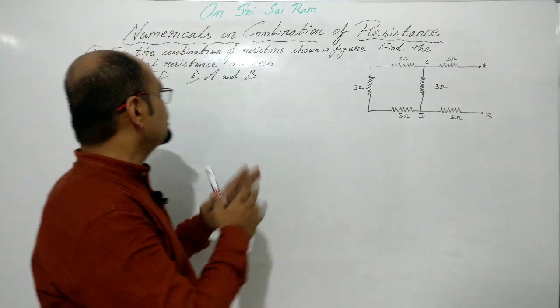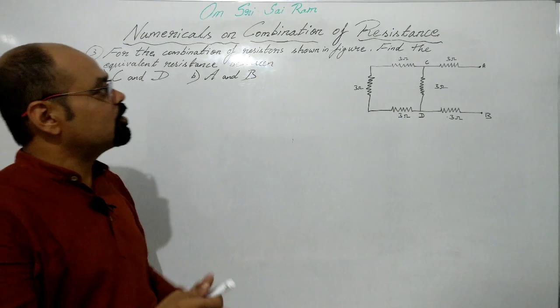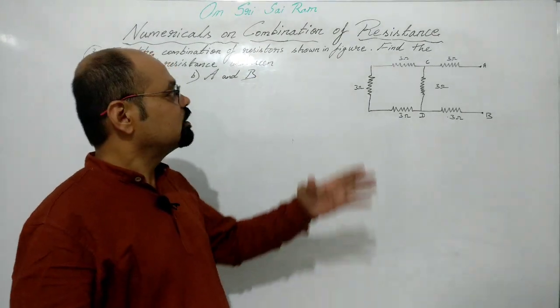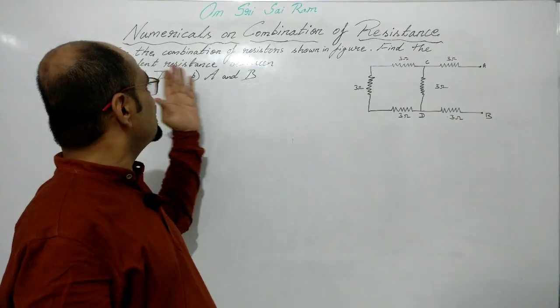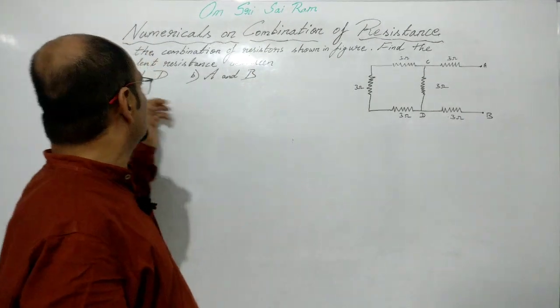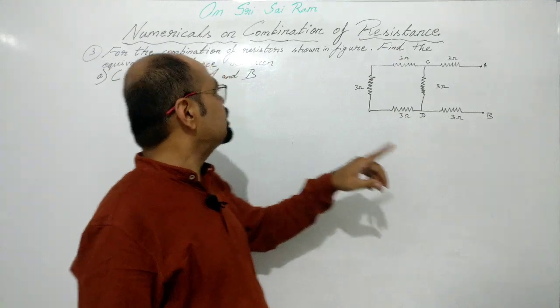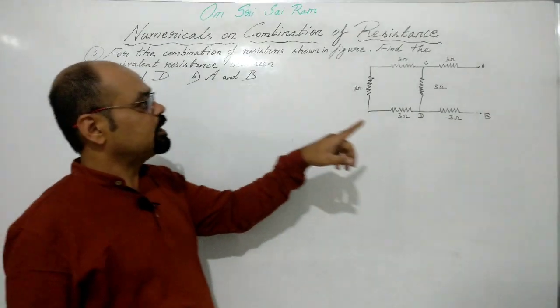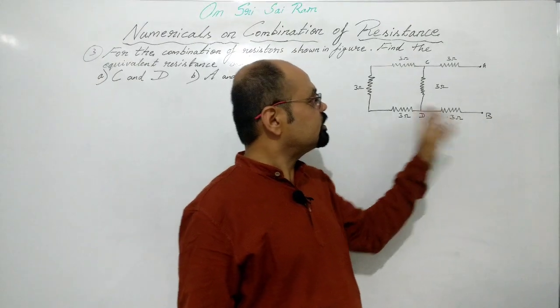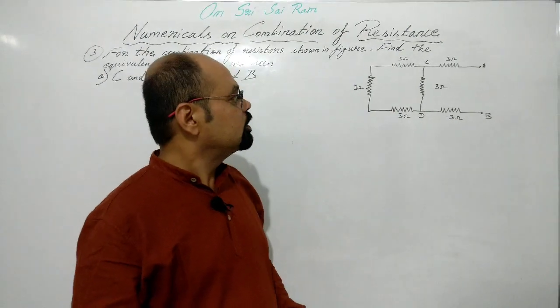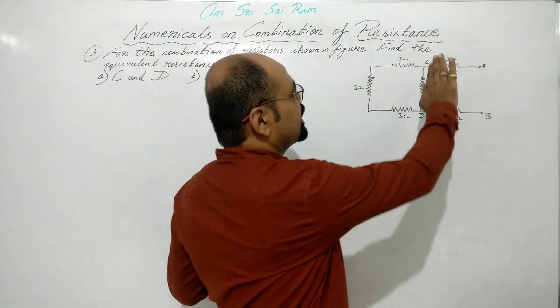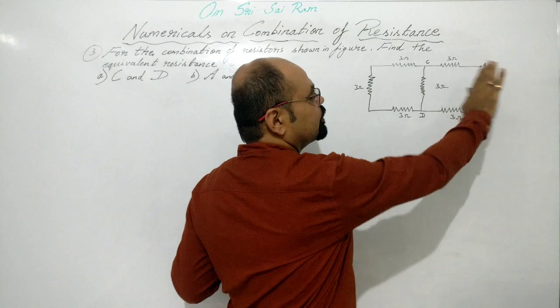So here is the third sum. Okay, let's see the sum. For the combination of resistors shown in the figure, find the equivalent resistance between option A, C and D, that is here, and option B, A and B, that's the total resistance. So let's see now. Already, just forget this part. You remember something here.